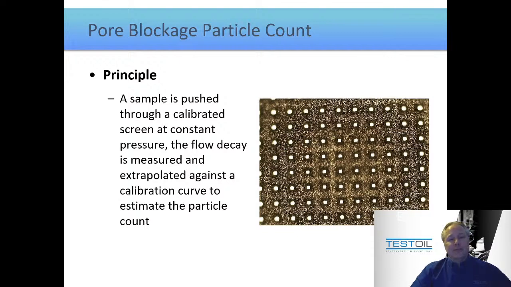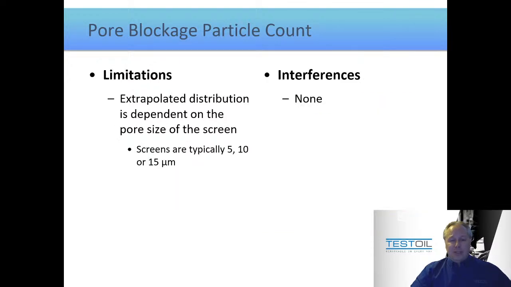Some studies have shown that the accuracy of this test has about 1/4 the error that optical particle counting has, which right away should give you insight as to why we prefer to choose pore blockage particle counting over optical particle counting. But here's a bigger reason. The limitation to this test is the same. It still doesn't report particles under 4 microns, but the other issue is that it has no known interferences.